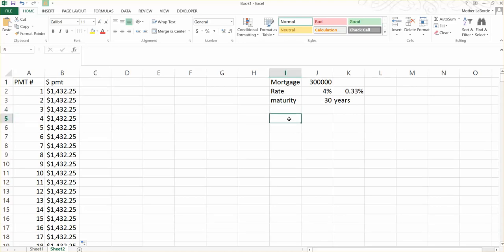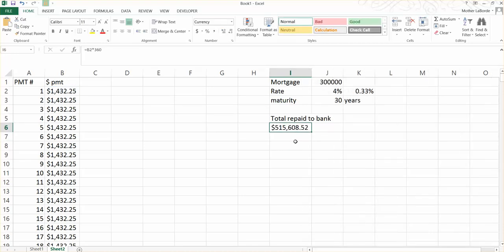Now, the total repaid to the bank will be the sum of all of column B, or I could just take the 1432 and multiply by 360 because I know I'm making that many payments. So I'm going to pay the bank a little over $500,000 on a $300,000 mortgage. So my interest is going to be the difference between this 515,000 minus the 300,000. So 216,000 approximately in interest.